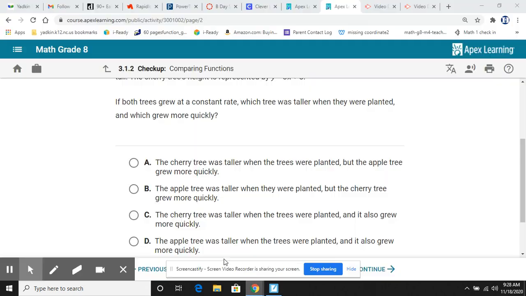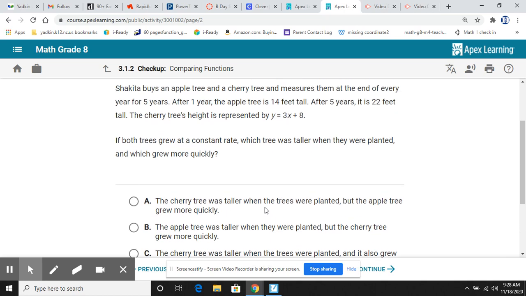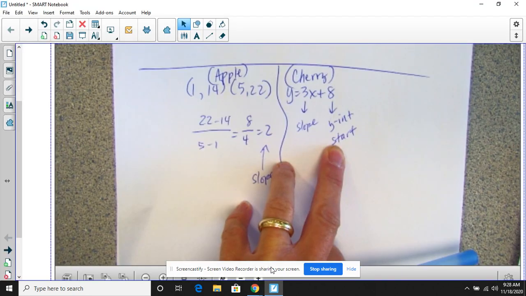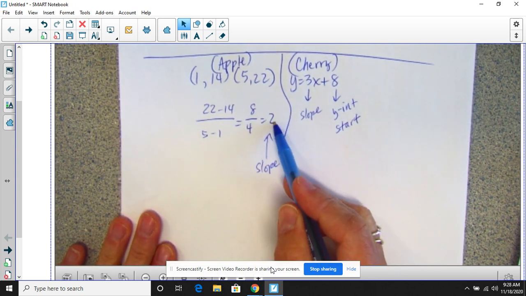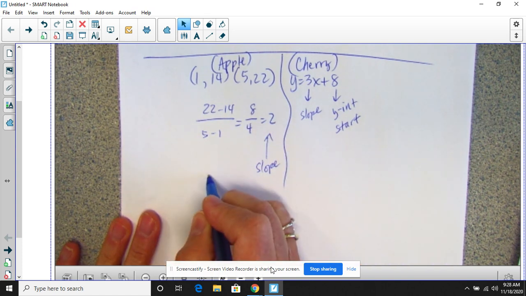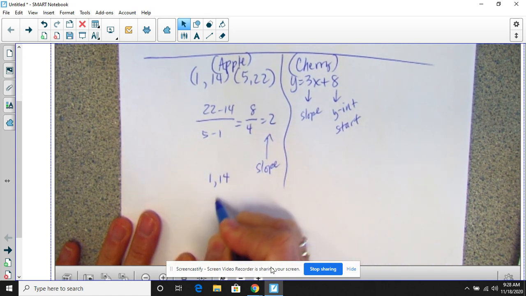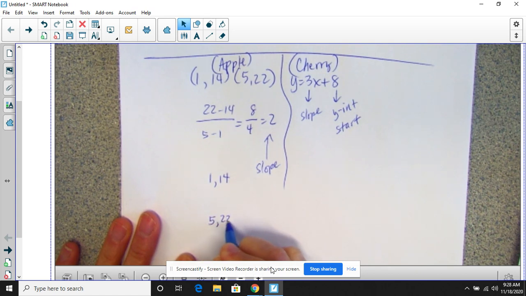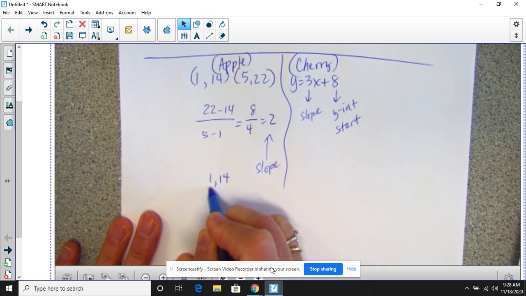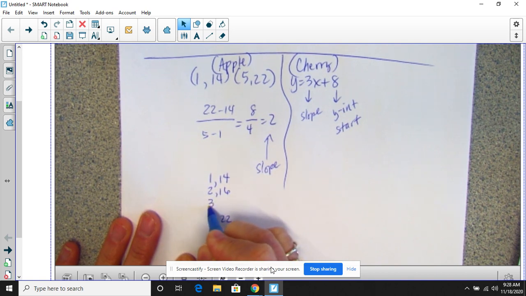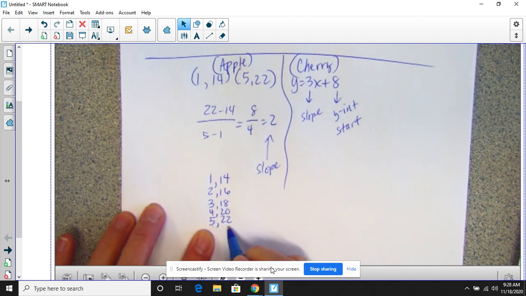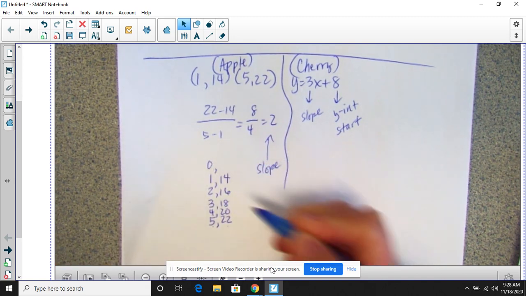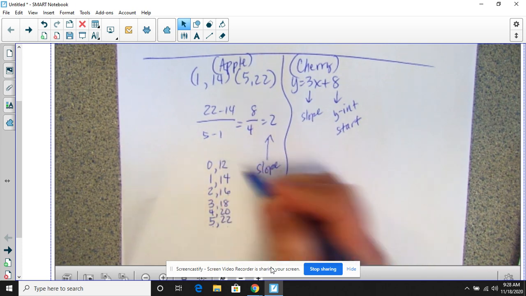Let me make sure I'm getting my units right. Is it feet? Yes, it's feet. So the apple tree, let's figure out its height when this whole experiment started. If it's growing at a rate of 2 feet per year, if at 1 year it was 14 and at 5 years it was 22, could we fill in these other things? At 2 years it'll be 16, 3 years it'll be 18, 4 years it will be 20, so 5 years is 22. What about at 0 years before this started? How tall was it? It was 12.